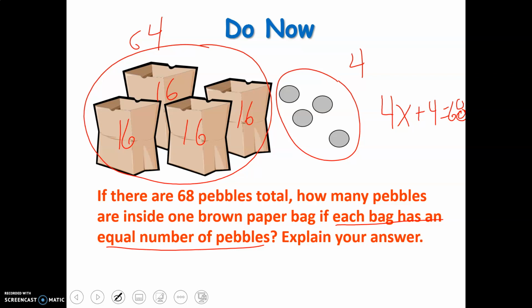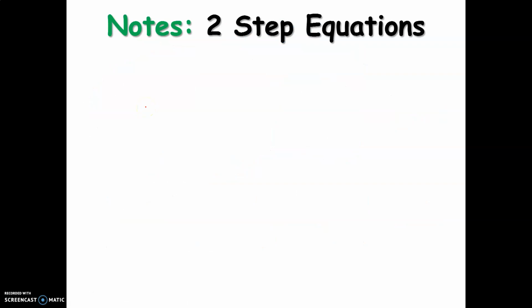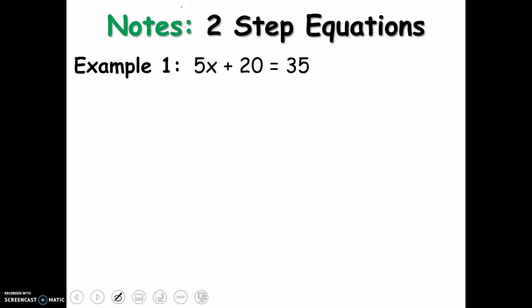The focus of today's lesson will be in solving these type of problems. The topic of today's lesson is solving two-step equations. Let's take a look at our first example. Example 1. 5x plus 20 is equal to 35. Our objective here, just like yesterday, is to isolate the variable x.